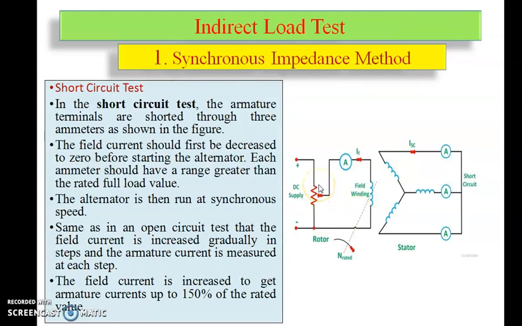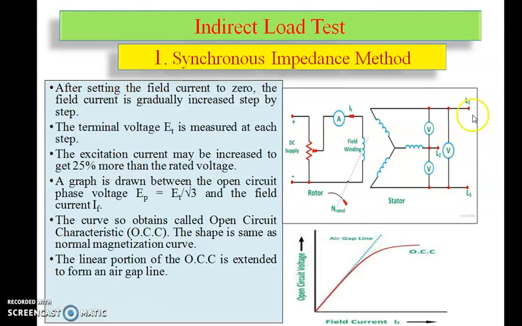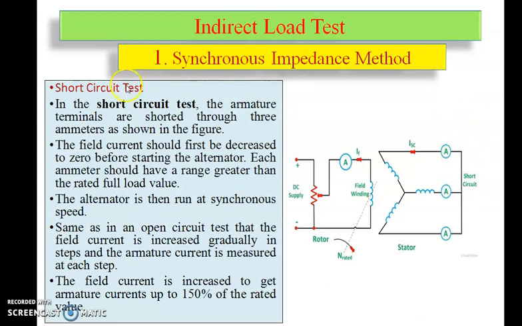Now similarly we are going to perform the short circuit test. Okay, in the short circuit test the armature terminals are shorted through 3 ammeters as shown in the figure. Previously, in the open circuit test, we kept everything open, but in the short circuit test I am connecting 3 ammeters, one in each phase. That means for each phase I am connecting the ammeters, I am short circuiting the terminals of the generator.